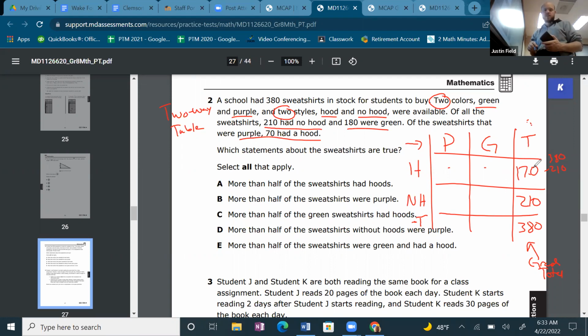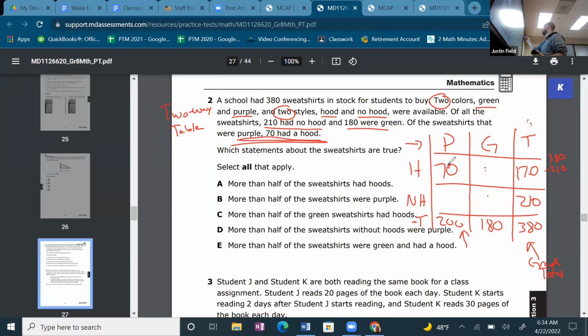All right, what else do we need? 180 were green. Of all the sweatshirts, 210 had no hood, and 180 were green. That's a total of green. But I have 2 empty spaces, so I can't fill in the green. But I see 1 empty space here, so let me subtract 380 minus 180, and I get 200. So there's a total of 200 purple sweatshirts, but I also know that of the purple sweatshirts, 70 had a hood. And man, with that information, they just unlocked everything.